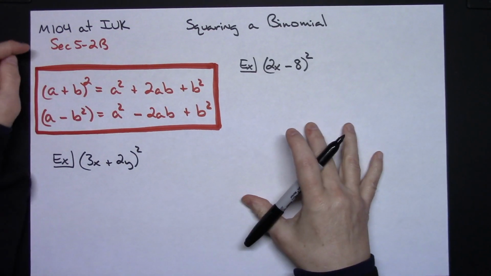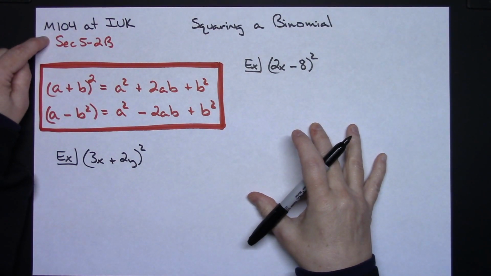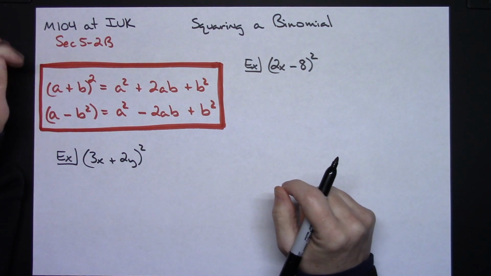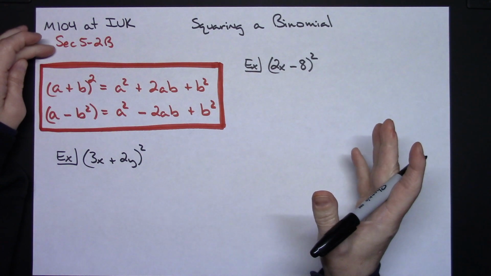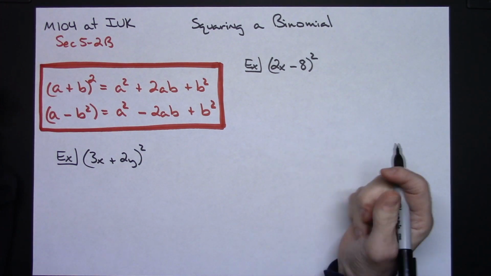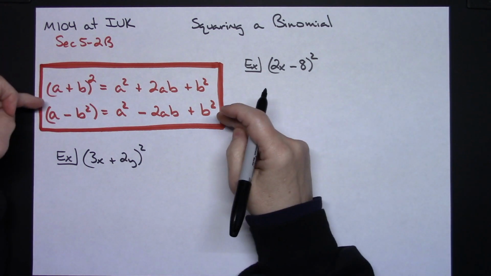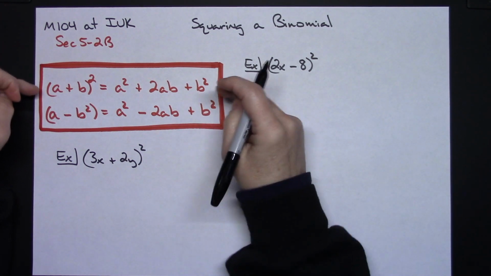In this video, I'm going to be specifically making it for my M104 class at IUK. We're going to take a look at squaring a binomial, and this would be topics out of section 5-2b or overall section 5-2. Alright, now, there are formulas that you can use for squaring a binomial, and here they are.